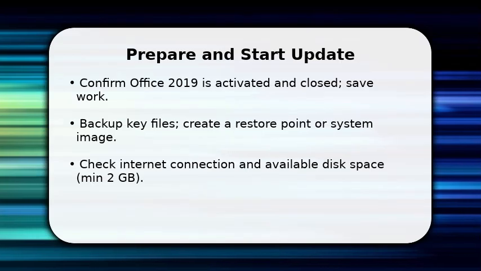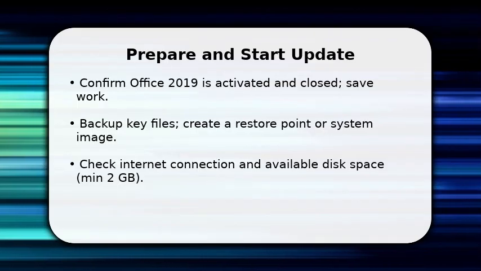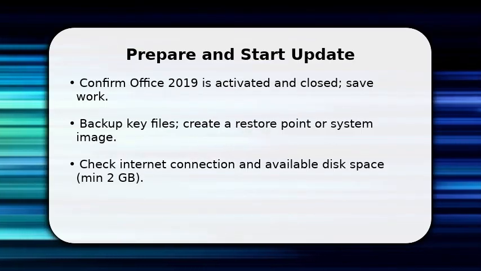Enjoy the video. You'll begin by preparing the system so the update runs cleanly. First, make sure Office 2019 is activated and all Office apps are closed. Unsaved work must be saved. Next, create a quick backup or a system restore point so you can roll back if needed. This protects data and settings.